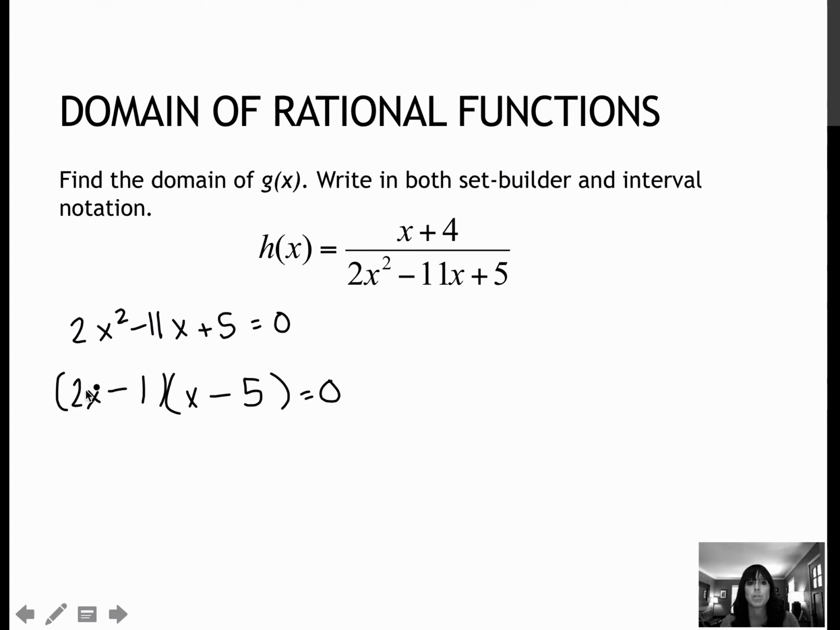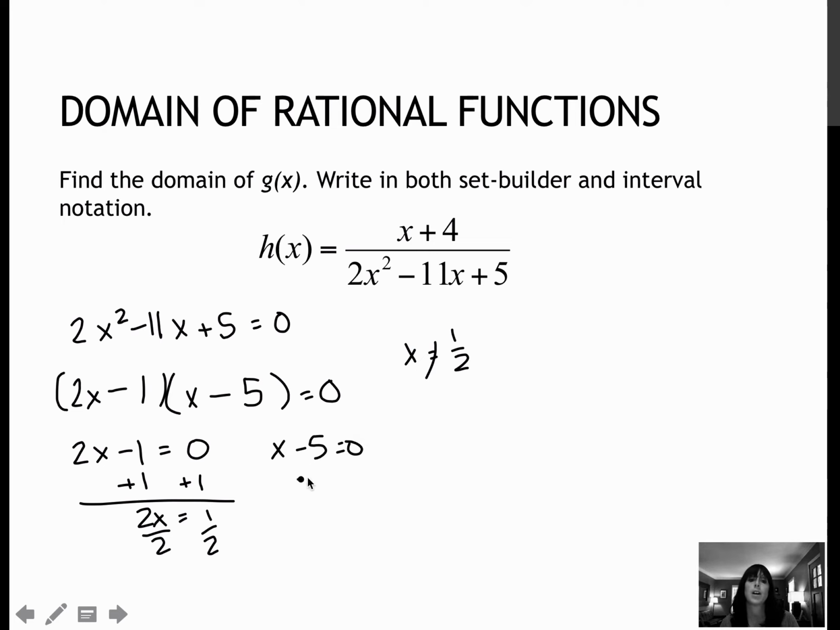So you can always double check: 2x squared minus 10x minus 1x. That would give me my minus 11. So that's looking good to me. So now, again, I'm going to set each of these equal to 0 and do as much mental math as you would like. So 2x equals 1. So x equals 1/2, which essentially means x cannot be 1/2. And then x minus 5 equals 0. I would add 5. So x cannot equal 5. So those are the two restrictions.